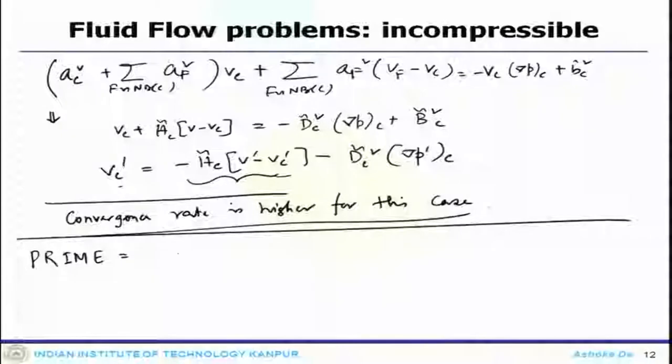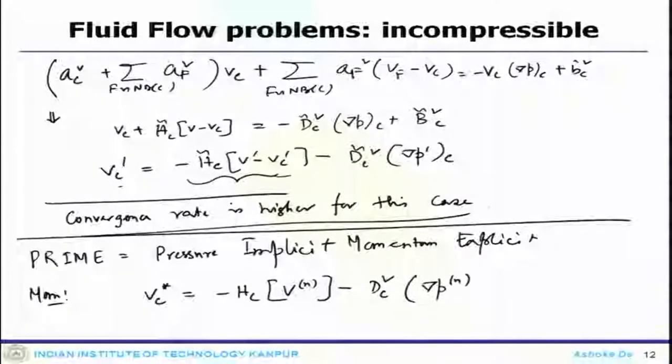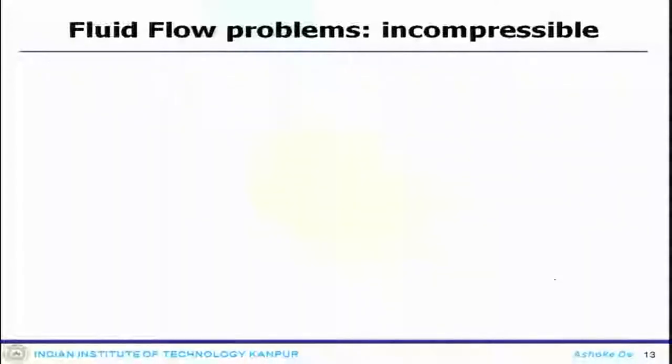PRIME stands for pressure implicit, momentum explicit. So the momentum equation is solved explicitly, and the explicit treatment is justified by the small contribution to the convergence. On the other hand, the pressure equation is solved implicitly. Since the momentum equation is solved explicitly, one can get the new or intermediate velocity like minus H_C V^n minus D_C^V delta P^n plus V_C, and the velocity correction is applied to derive the pressure correction equation.